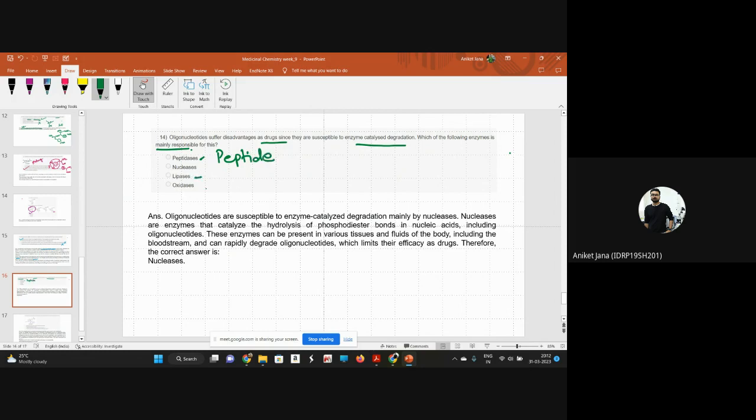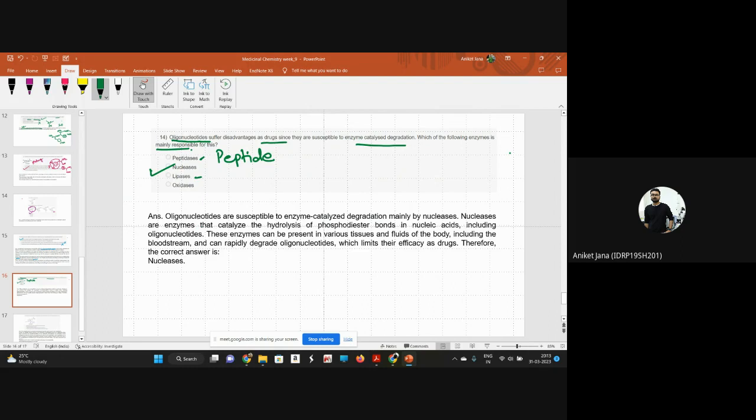Then lipase mainly works on lipids. And oxidases basically catalyze the oxidation type of reaction. Yes, oxidation reaction. So from the name itself, oligonucleotides are analogs of the nucleic acids, like some base pairs are there. Okay, so what is the possible option? Nucleases. They are responsible for the breakdown of the nucleic acids.